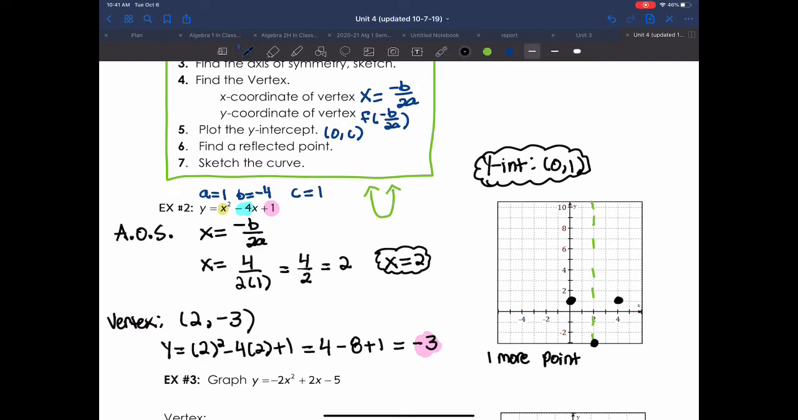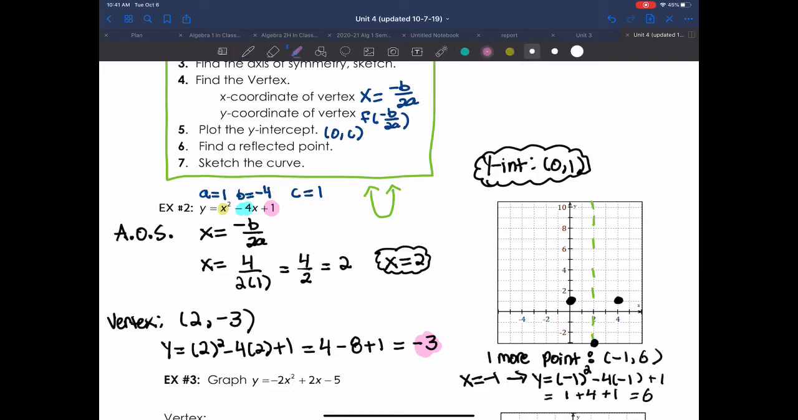So if I plug in -1 for x, I'm going to say x equals -1. If I plug this into my function, I'm going to get y equals (-1) squared minus 4 times -1 plus 1. (-1) squared is just +1. -4 times -1 is going to be +4. And +1. 1 plus 4 is 5, 5 plus 1 is 6. So what this is telling me is I have another point at -1, 6.